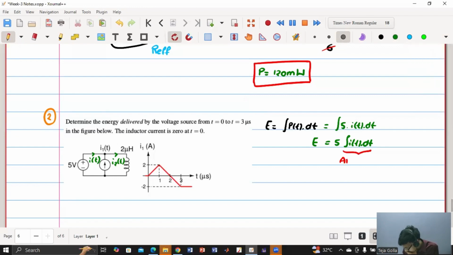Yes, sir. And I of t is nothing but the area under the I of t curve, right?